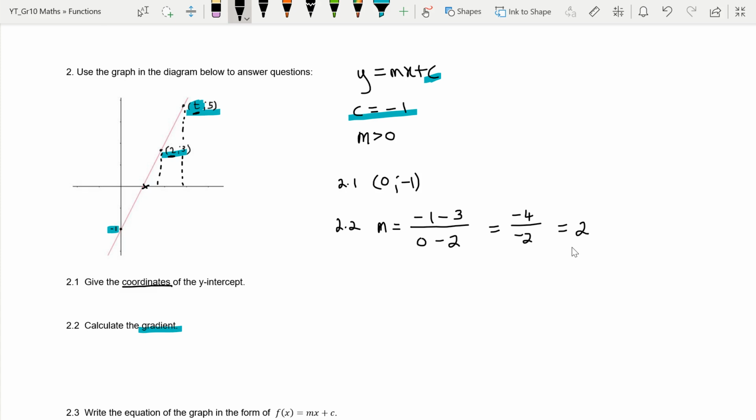So our gradient is 2. That's it. There's one more question there.